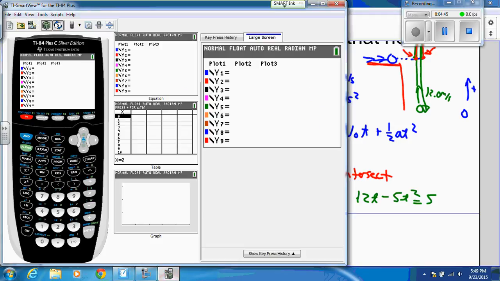What I'm going to do now is let y1 be equal to the left-hand side of that equation. 12. The calculator uses x for all of its variables, so we're going to use x here.